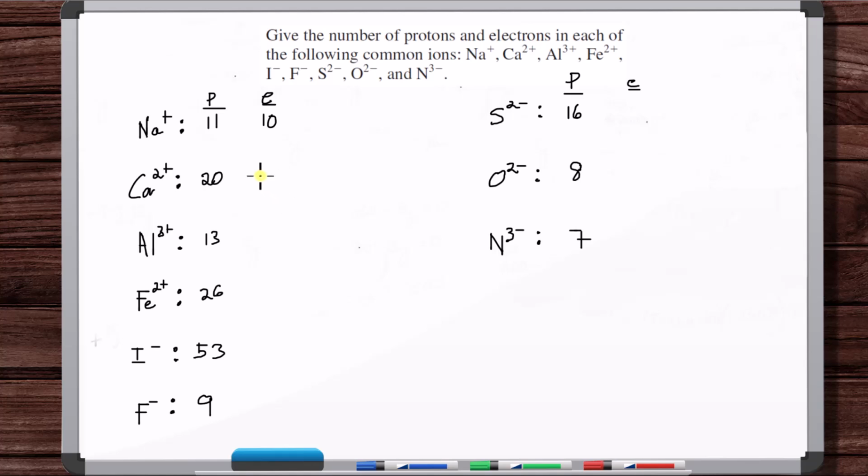Calcium 2 plus, it's going to have 18 electrons. Al3 plus, it's going to have 10 electrons. Fe2 plus, it's going to have 24 electrons. I minus, it's going to have what? 54 electrons. It's got one more electron than it has protons because it's negatively charged. F minus, 10 electrons. S2 minus, 18 electrons. O2 minus, 10 electrons. N3 minus, 10 electrons.